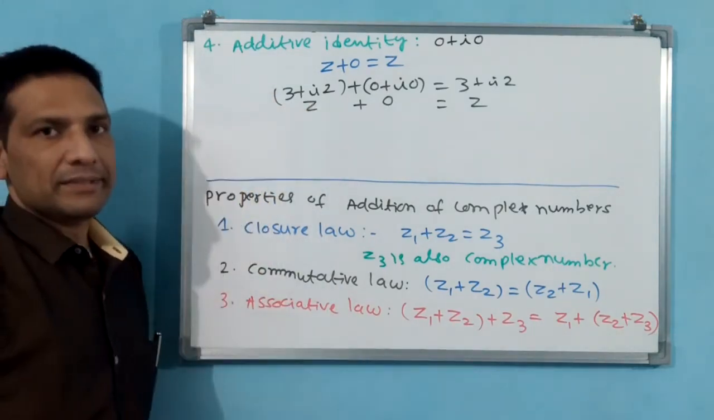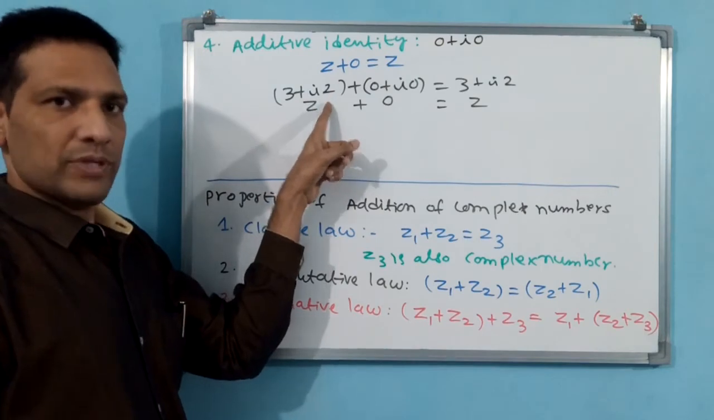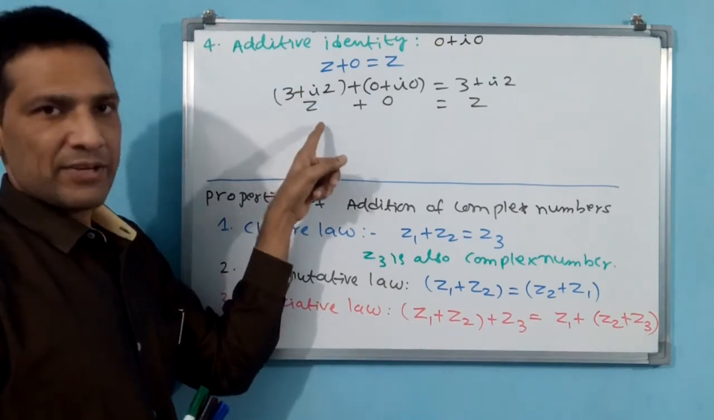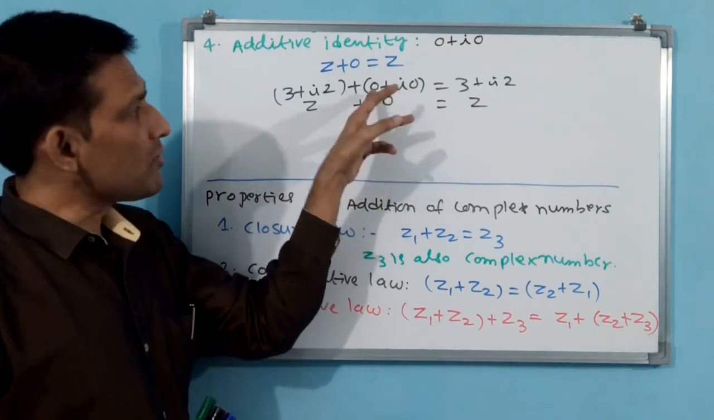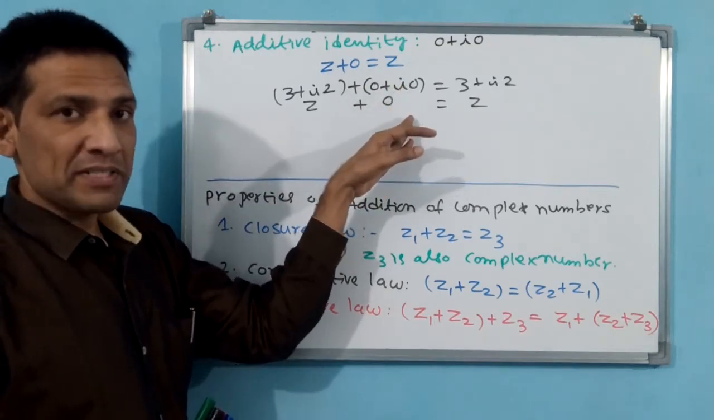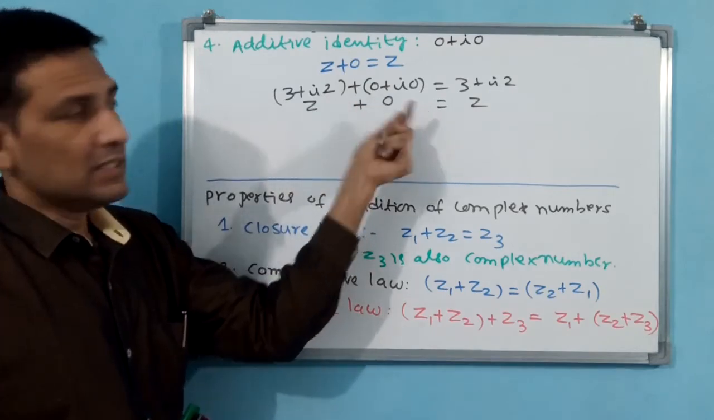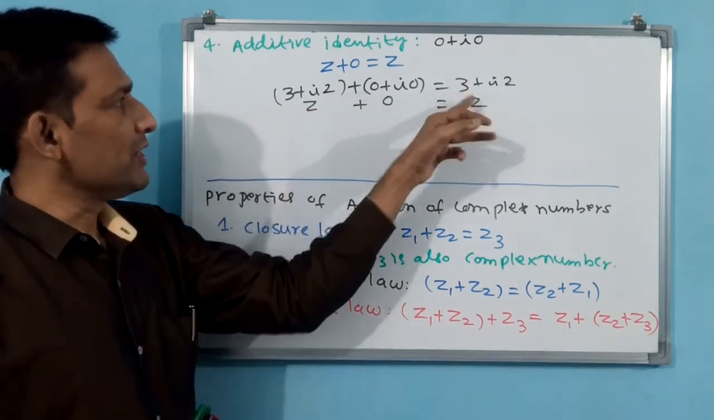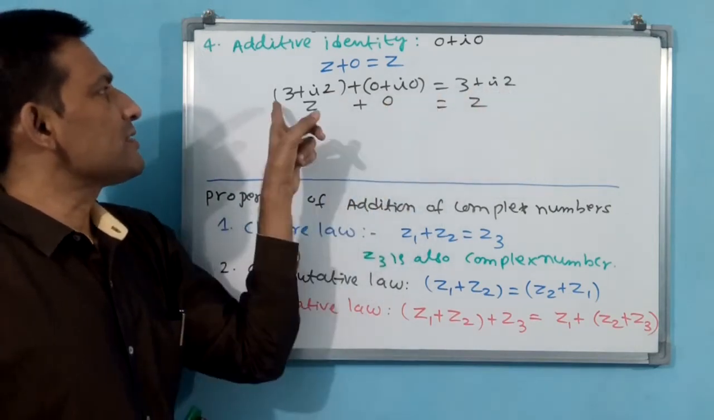Now you see here z plus 0. Let us take 3 plus i2 as z. 0 means 0 plus i0. Why have I written 0 plus i0? Because you have to add real parts and imaginary parts. Real part 3 plus 0, 3. Imaginary part 2 plus 0, 2. 3 plus i2 is the same as z only.